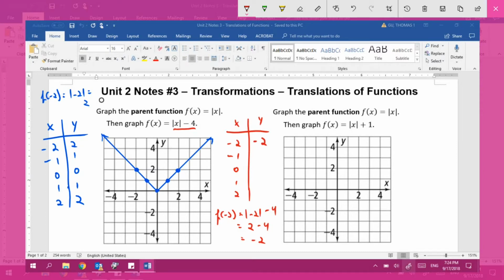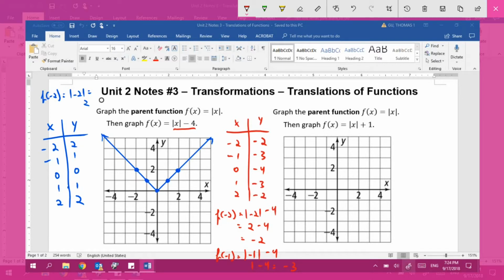Let's try for f of -1 now. F of -1. That's going to be the absolute value of -1 minus 4. The absolute value of -1 is just 1. And 1 minus 4 equals -3. So we can see it's -3. If we continue this trend, you're going to see that f of 0 is -4, f of 1 is -3, and f of 2 is -2.